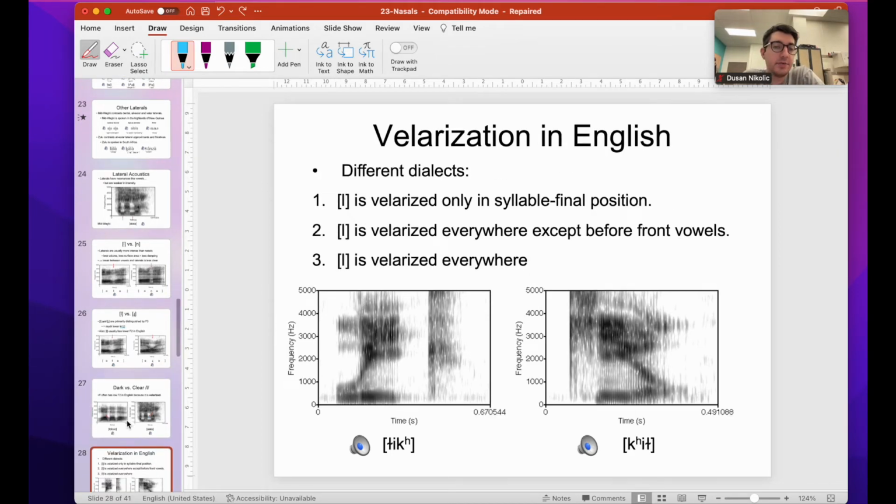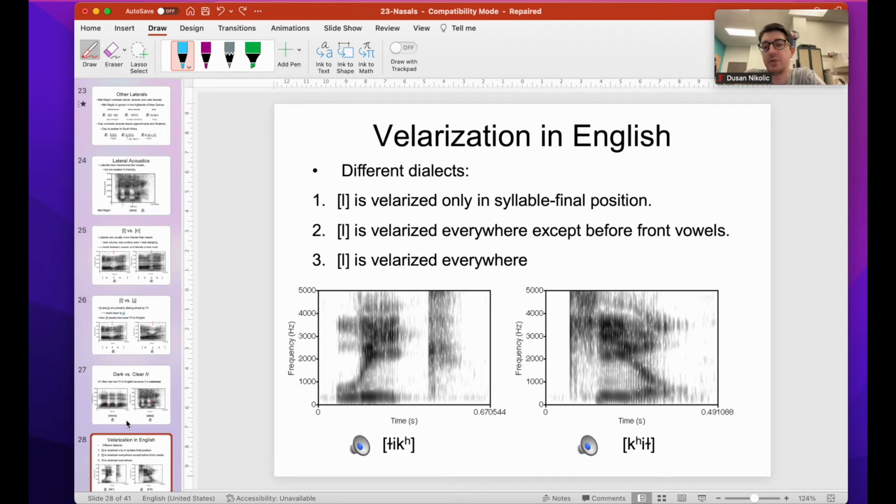And different dialects use velarization in English. Some dialects velarize it everywhere, right? Number 3. Some velarize it everywhere except before front vowels, such as leak, right? And L is velarized only in syllable final position, such as keel, right? All, but not in the first position. So those are the different variations of L, right?